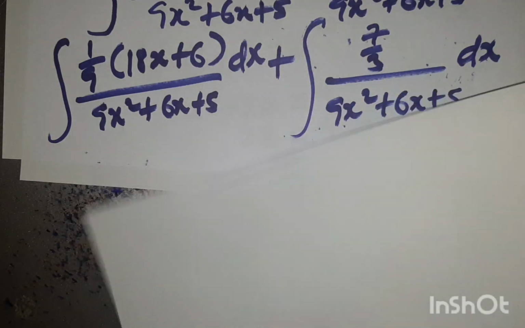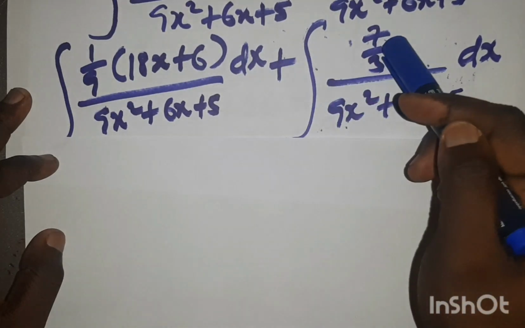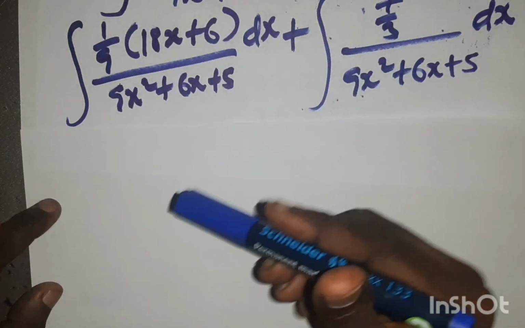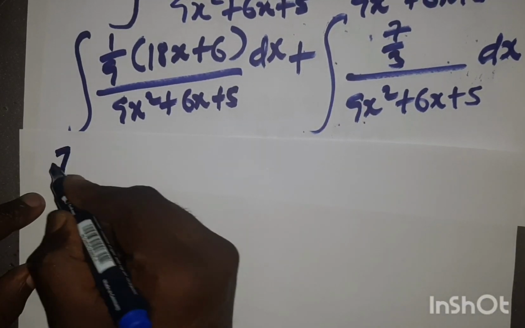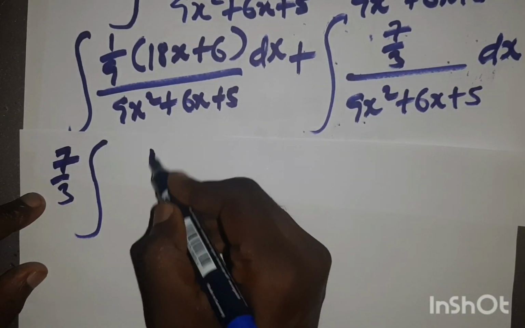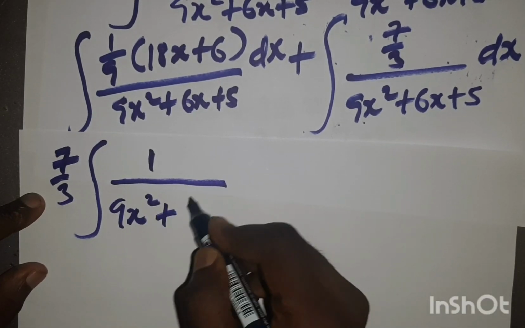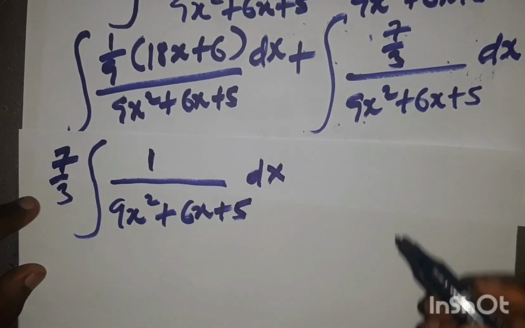So for this guy, I'm pulling this one out and I have one left here. So pulling 7/3 out, I have 7/3 coming out, and then the integral of 1 over (9x² + 6x + 5), then with respect to x.